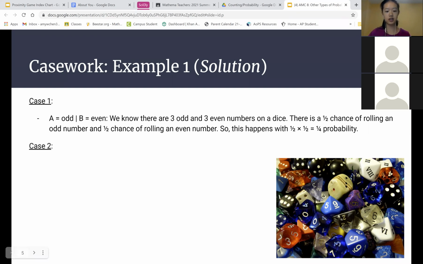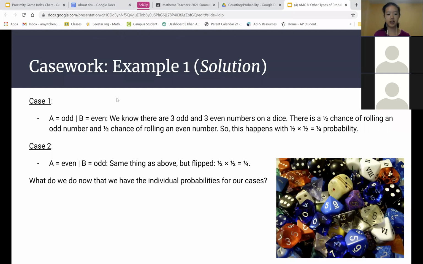So for the second case, I want you guys to do it. This case is where the first number is even and then the second number is odd. So what would be the probability for this case? Well, the first one would have to be 1/2 chance, and the second one also be 1/2, so 1/4. Yeah, exactly. It's just 1/2 times 1/2, 1/4. Yeah. So now we have the individual probabilities for our cases. So we have 1/4 and 1/4. So what do we do with these?